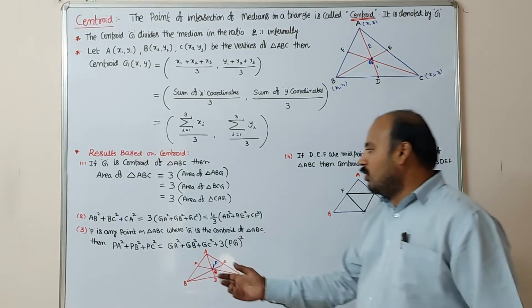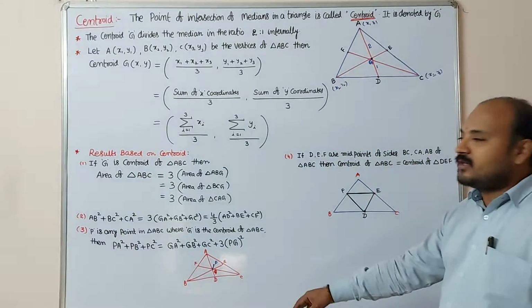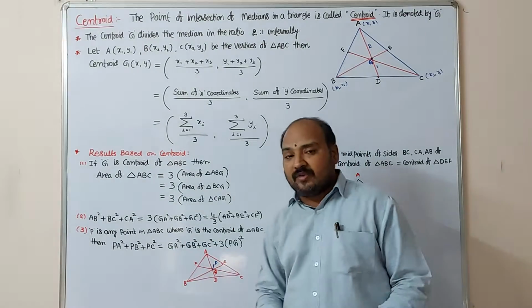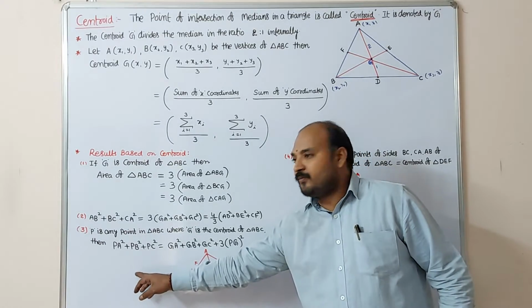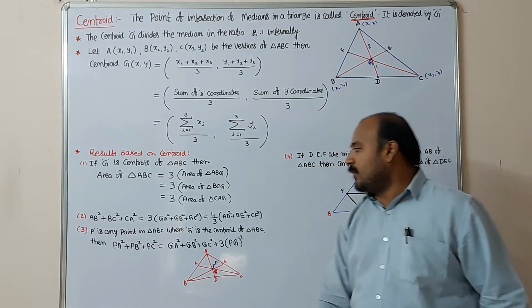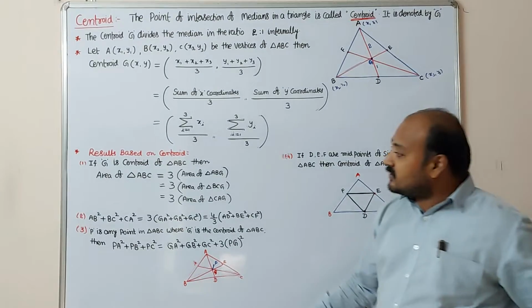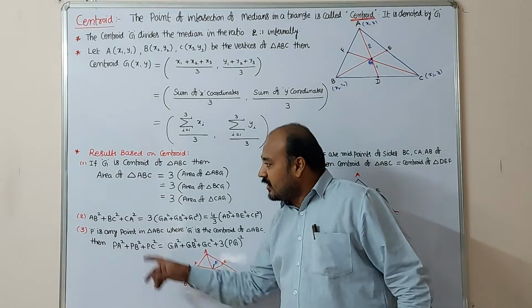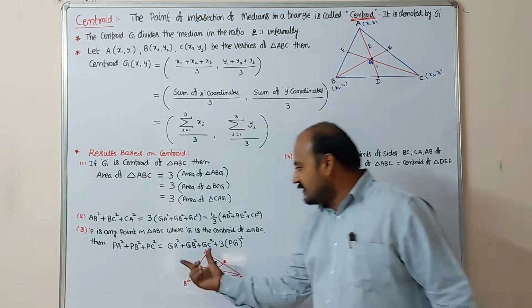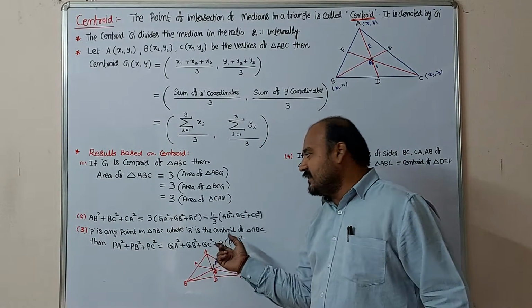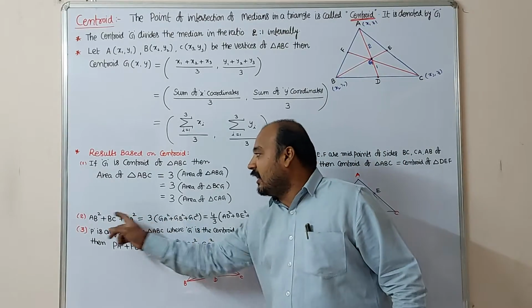Dear students, we will move on to the third also completed. In this third result, how will they ask the question? They will give PA square plus PB square plus PC square. Otherwise, they will ask the question linked with the second property and third property also. Why? Because here GA, GB, GC is unknown. These values will be calculated from here now.